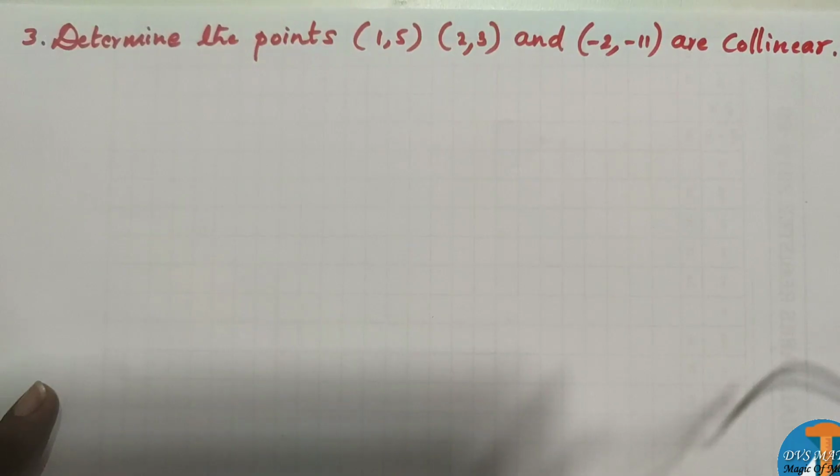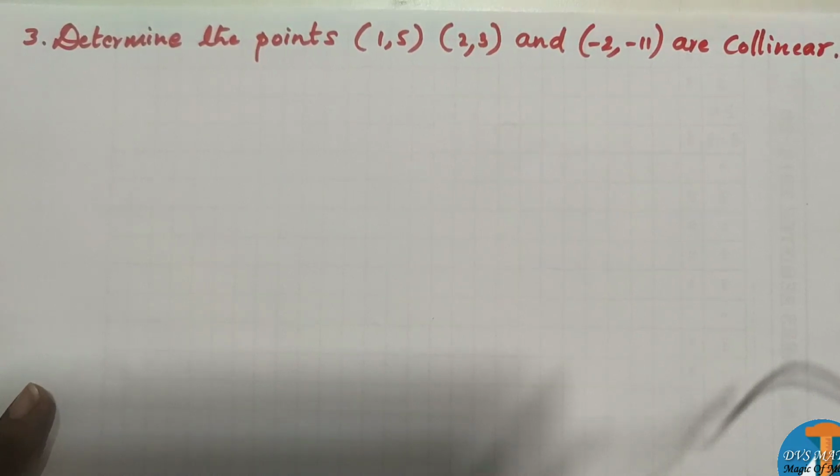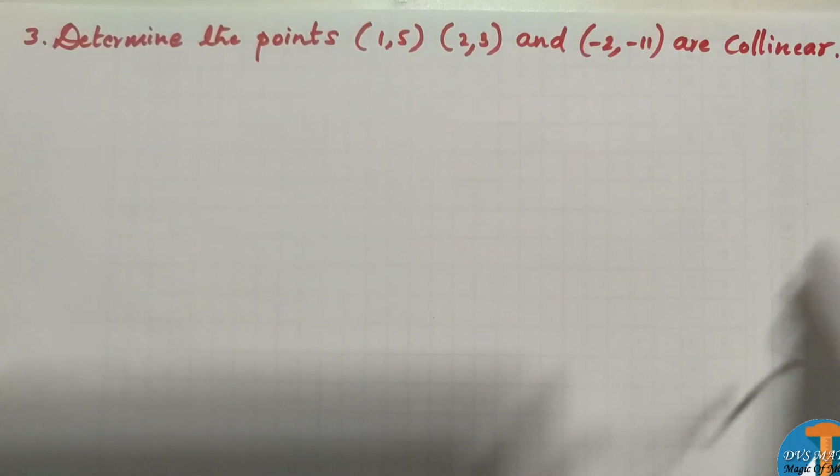Question number 3. Determine the points 1, 5, 2, 3, minus 2, minus 11 are collinear. Okay, if they are same line, then we say that they are collinear. Okay, so if it is not in the same line, we are saying it is non-collinear, right?